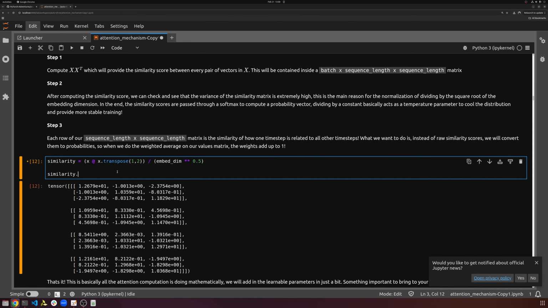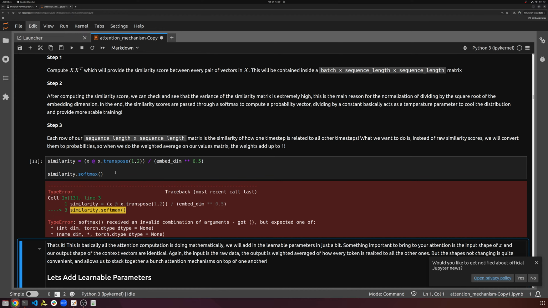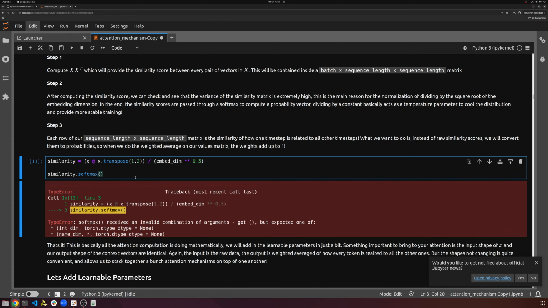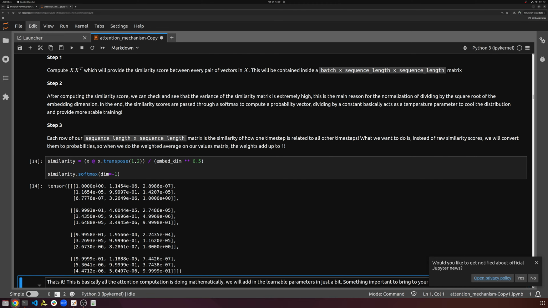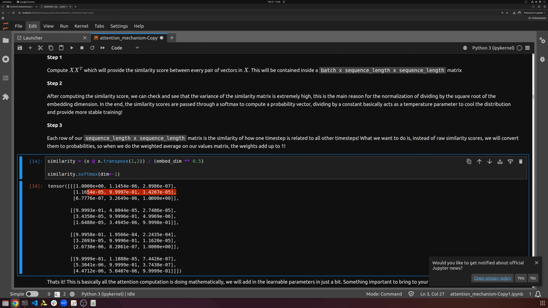We're going to do similarity dot softmax. But if we just do softmax, it's going to throw an error, right? It needs a dimension on which we want to apply the softmax. We want to do it along the rows, so we're going to do dim equals -1. So now every single one of these rows will add up to 1, right? We want to do it along the rows.